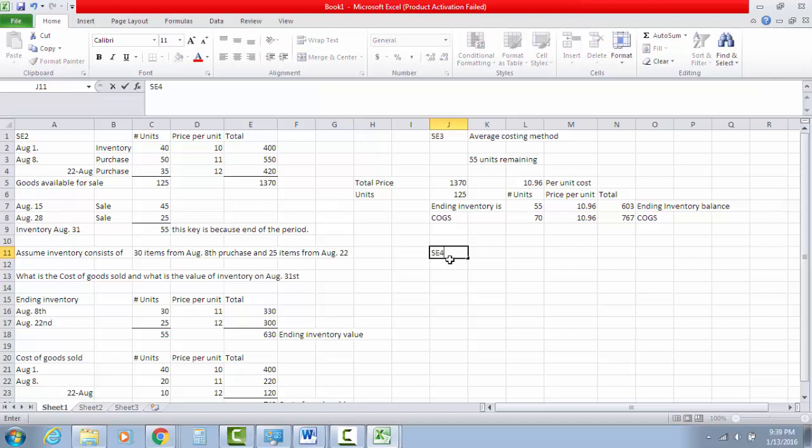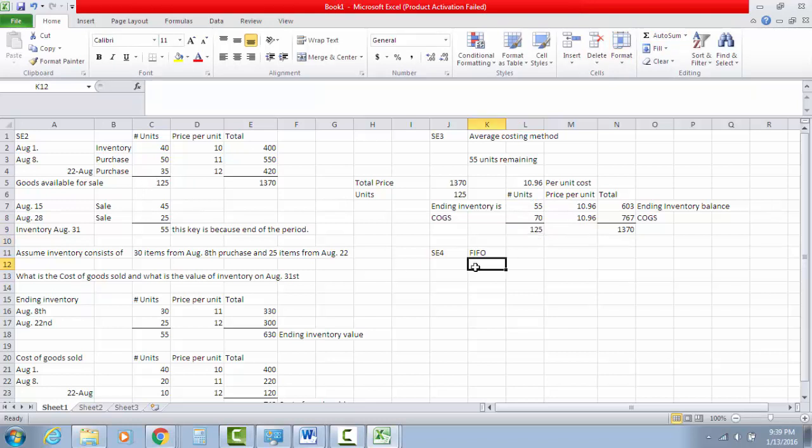Let's take a look at FIFO now. Oh, hold on. Let me go back for one quick second. The way to check and see if you've included all of the units is to total up the amounts. It should equal the goods available for sale. And then also total up the units that you have for each of them, and that should equal the total units available for sale. So now on to SE4.